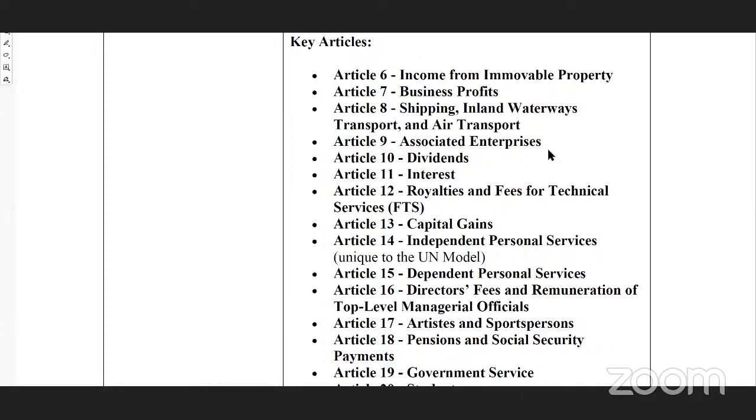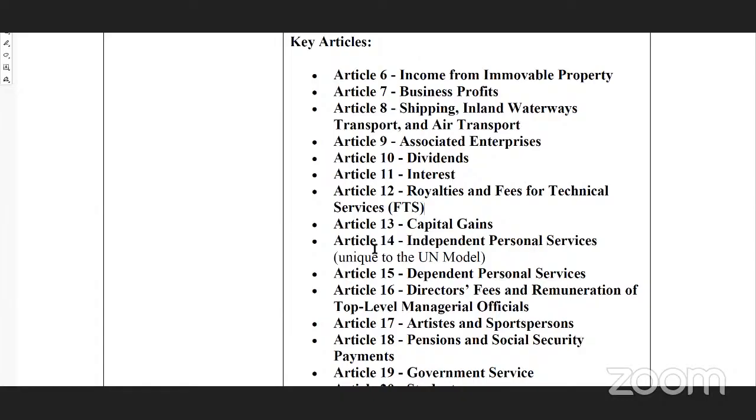Article 9 deals with associated enterprises. Article 10 deals with dividends. Article 11, interest. Article 12, royalties and fees for technical services. Now, you see that here they've been brought together. But under the UN model, the fees for technical services was Article 12A. A separate article was created for it.